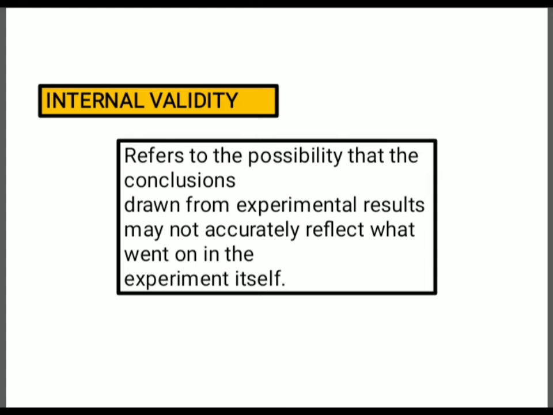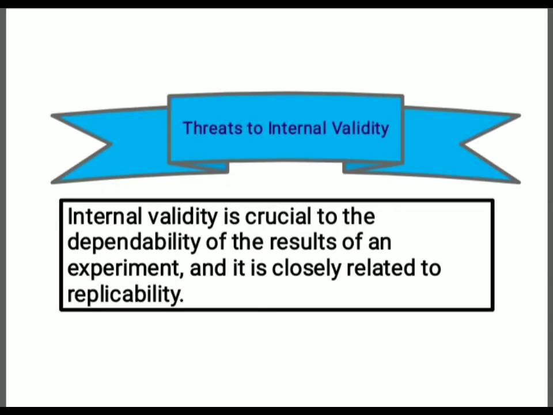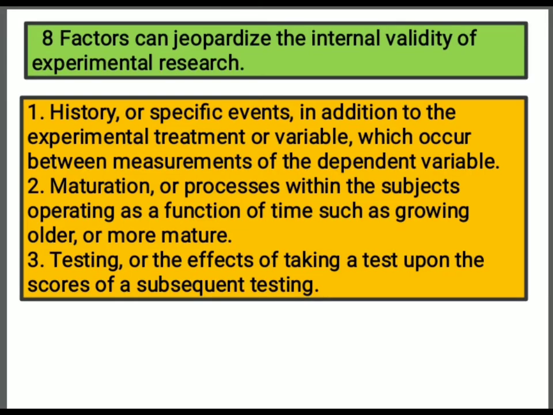Internal validity refers to the possibility that the conclusions drawn from experimental results may not accurately reflect what went on in the experiment itself. Threats to internal validity. Internal validity is crucial to the defensibility of the results of an experiment and is closely related to replicability. Eight factors can jeopardize the internal validity of experimental research.